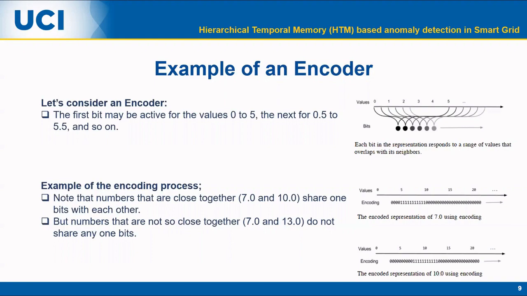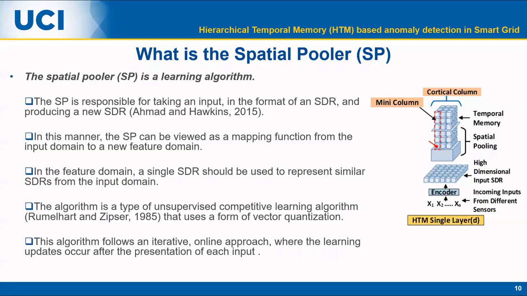If we compare the encoded representation of 7 with 13, we'll find that these two representations don't share any 1 bits. This also ensures that the encoder encodes semantically similar data with overlapping 1 bits.